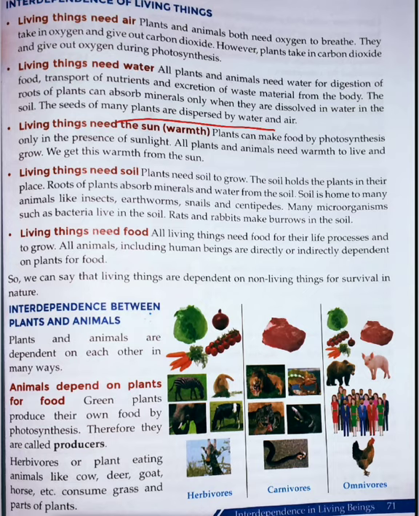Even all plants and animals need warmth to survive, to live and also to grow. We get this warmth from the sun. We also know that our body prepares vitamin D with the help of sunlight. That is also important. So sunlight, warmth or temperature is important to survive on this earth.